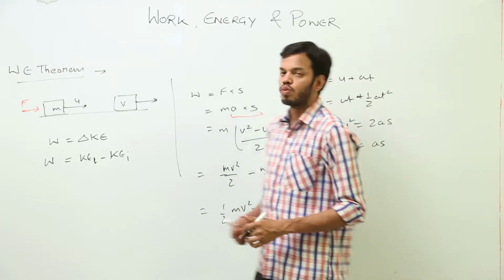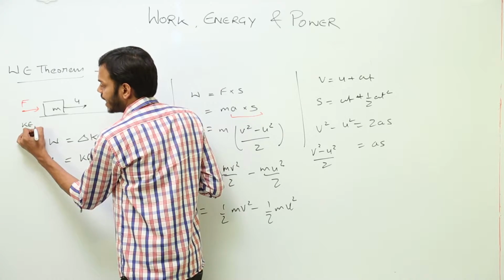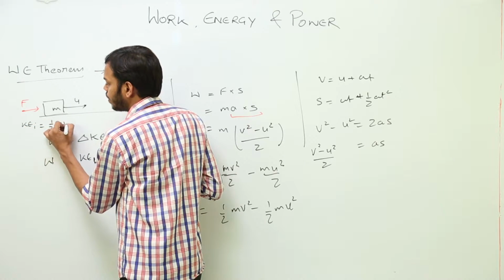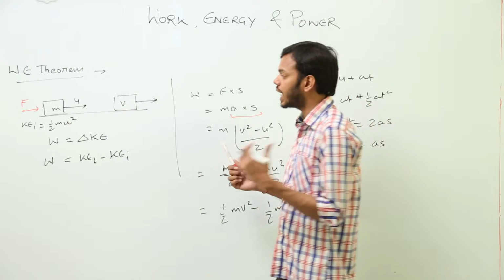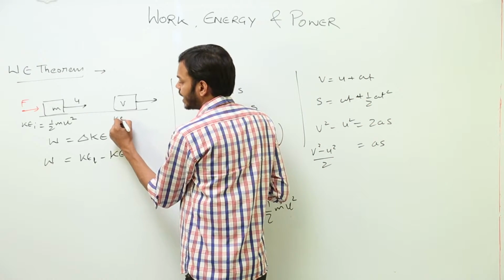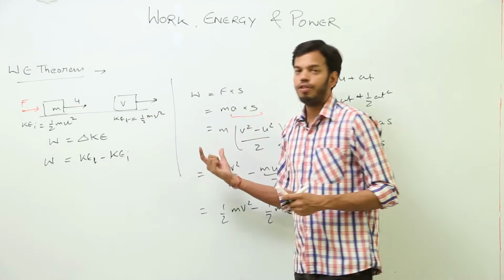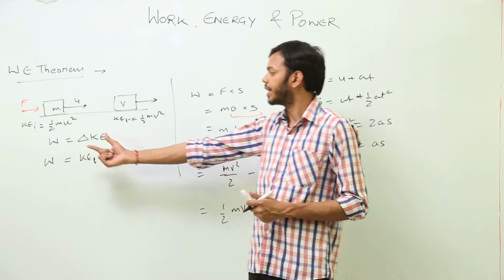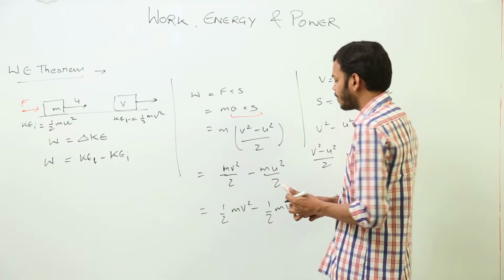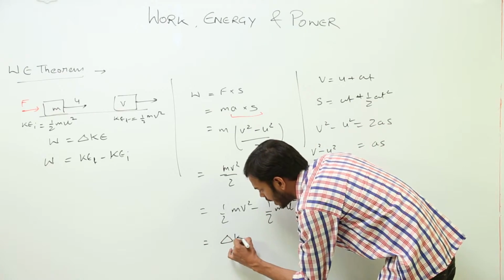Now when the body was moving with initial velocity u, the initial kinetic energy is half m u square, and when the body is finally moving with the velocity of v, the final kinetic energy is half m v square. So you see that final kinetic energy minus initial kinetic energy is half m v square minus half m u square, which we have already deduced. So this is basically the change in kinetic energy.